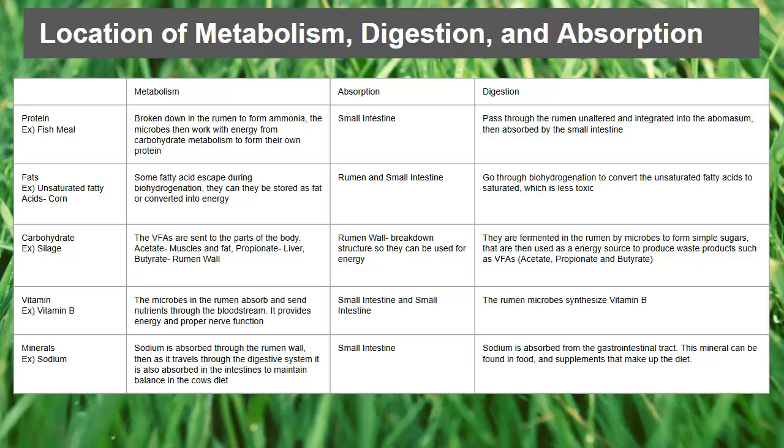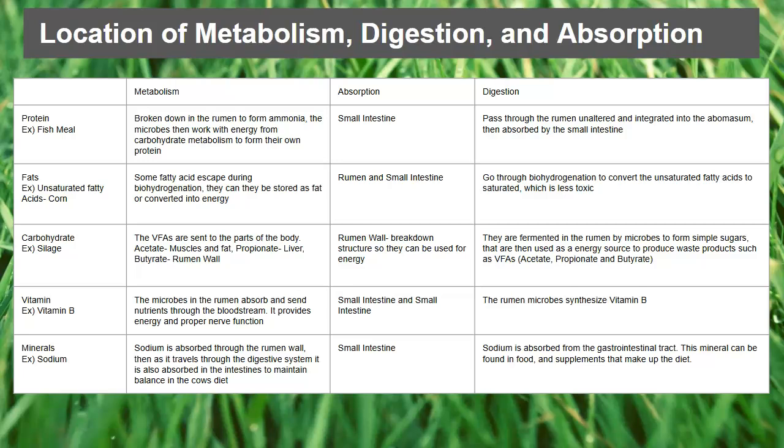Next, we have carbohydrates such as silage. So the VFAs are sent to the parts of the body: acetate, muscles and fat; propionate, which would be liver; and butyrate would be the rumen wall. The rumen wall is responsible for the absorption. It breaks down the structure so that they can then be used for energy. And the carbohydrates are fermented in the rumen by microbes to form simple sugars that are then used as a energy source to produce waste products such as VFAs, acetate, propionate, and butyrate.